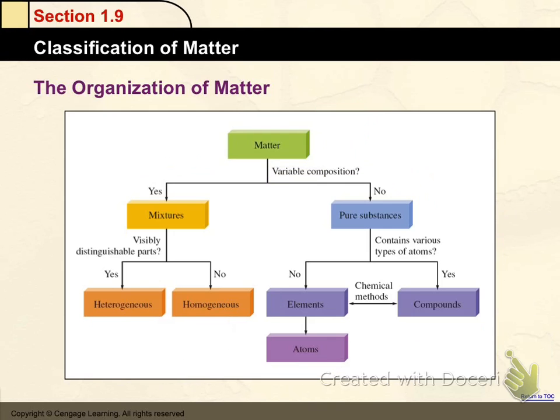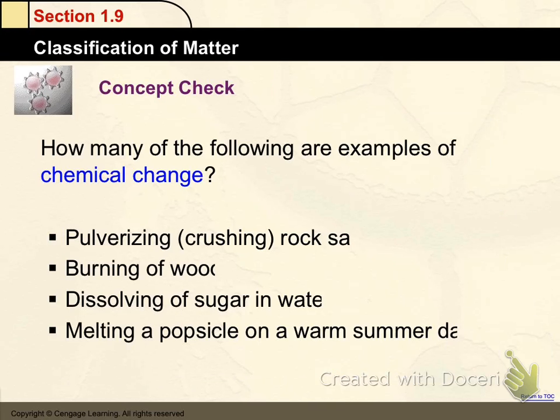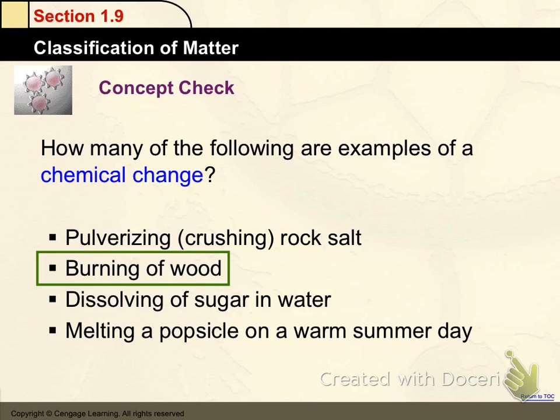Flowcharts are nice for us to be able to visualize things and break things down. You'll create some flowcharts for labs throughout these next couple of semesters. So your final concept check, before I'm done with this little flipped PowerPoint. How many of the following are examples of a chemical change? Take a look at those, see what you think, try to pick them out, and hopefully you only circled one, and that is burning of wood. Alright, so that's 1.8 and 1.9.